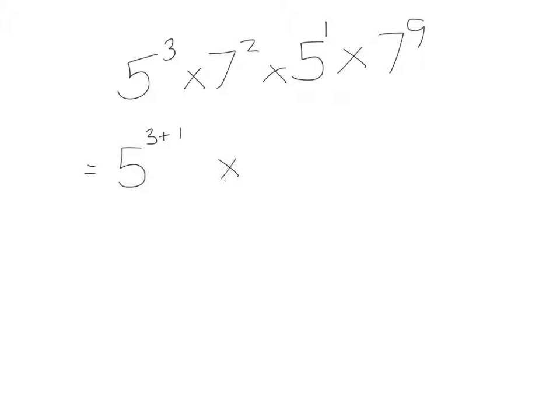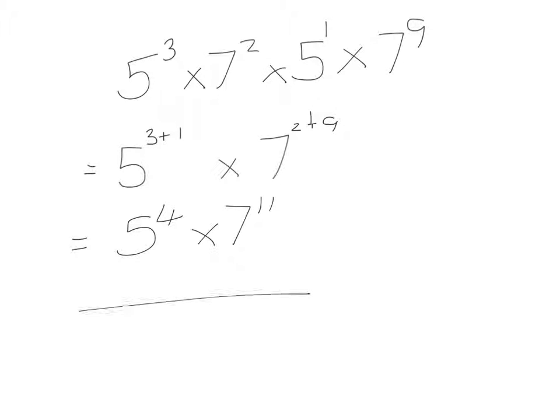And that's multiplying by the 7s. I've got 7 squared times 7 to the power 9. I can do 2 plus 9. And just tidying that up, I'm going to have 5 to the power 4 times 7 to the power 11. What using this property of indices allows us to do is write really long, complex calculations in a more concise fashion.